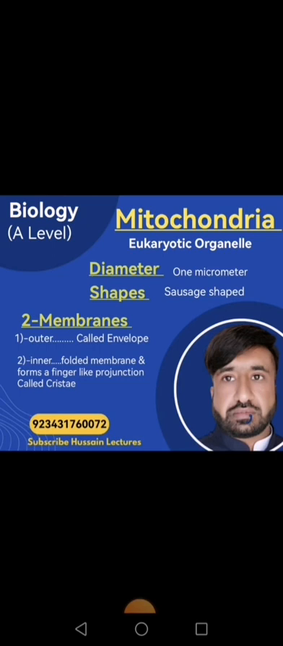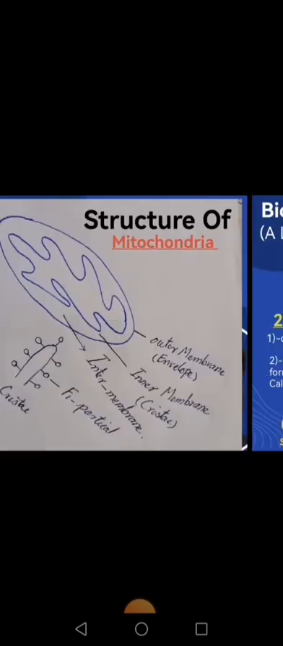It is a folded membrane and it forms finger-like projections called cisternae. It is to be noted that the inner membrane of the mitochondria is not smooth. It is folded into many layers and forms a lot of finger-like projections which are called cisternae. We are going to see this in our diagrams next.